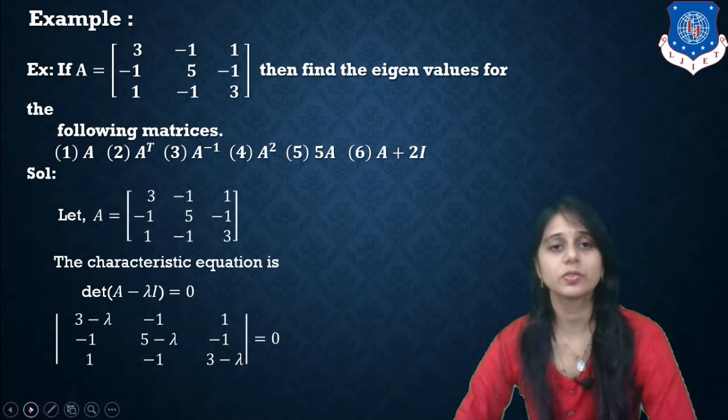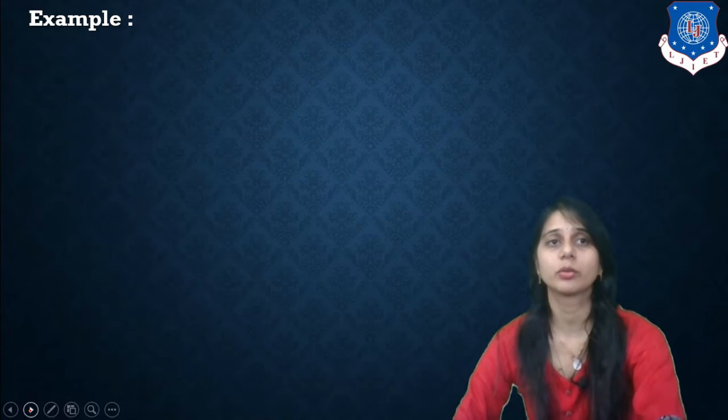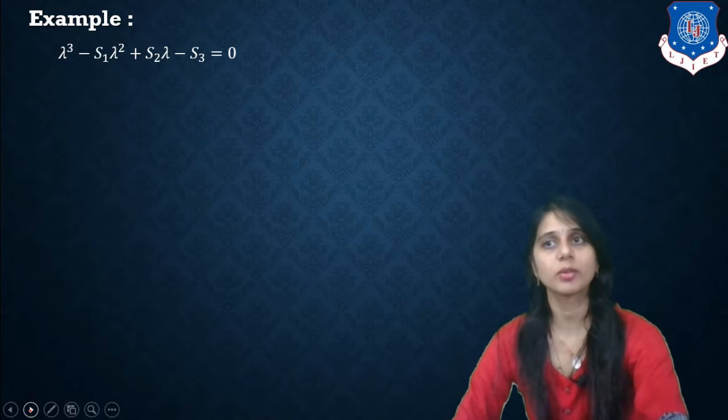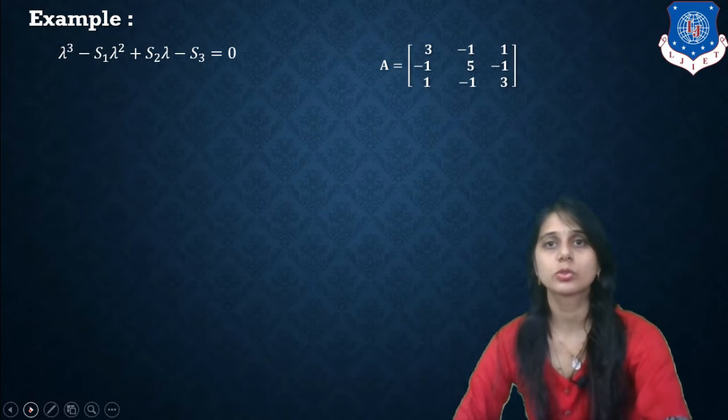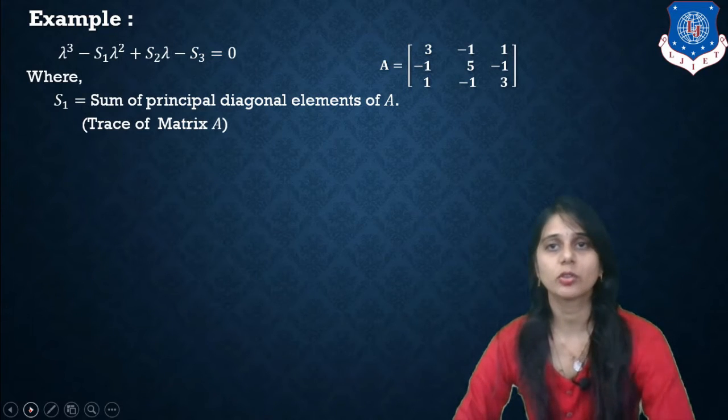The determinant of the matrix with rows 3 minus lambda, minus 1, 1; minus 1, 5 minus lambda, minus 1; 1, minus 1, 3 minus lambda equals 0. This is our characteristic equation. Now lambda cubed minus S1 lambda squared plus S2 lambda minus S3 equals 0. S1 is the sum of the principal diagonal elements of A, that means the trace of A.